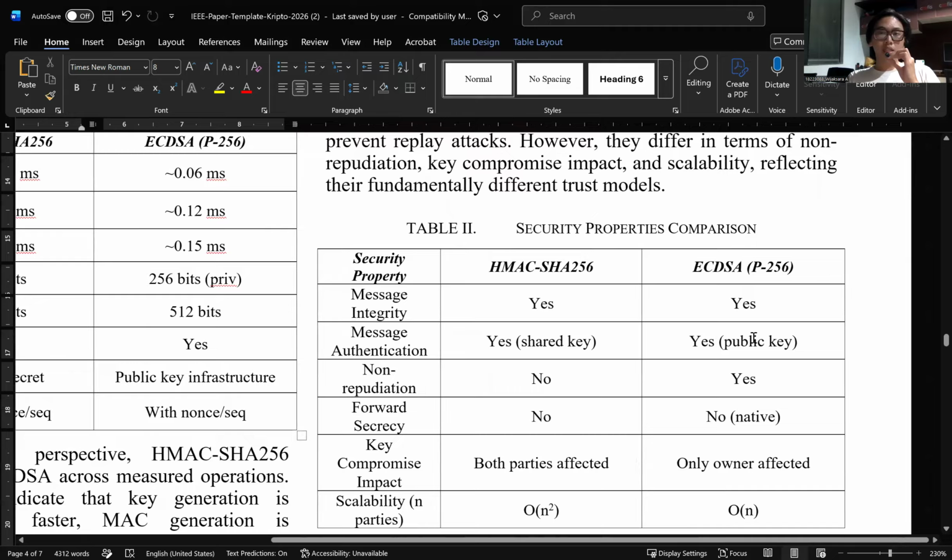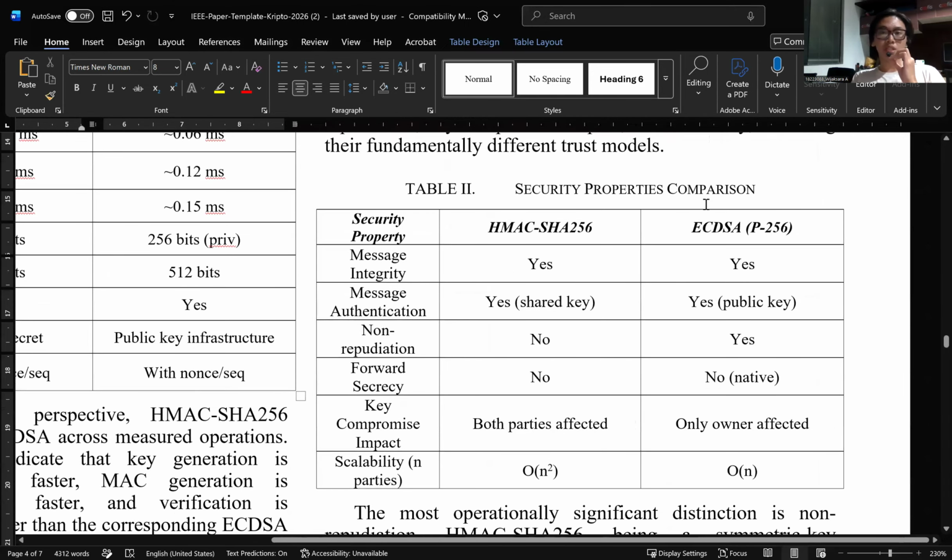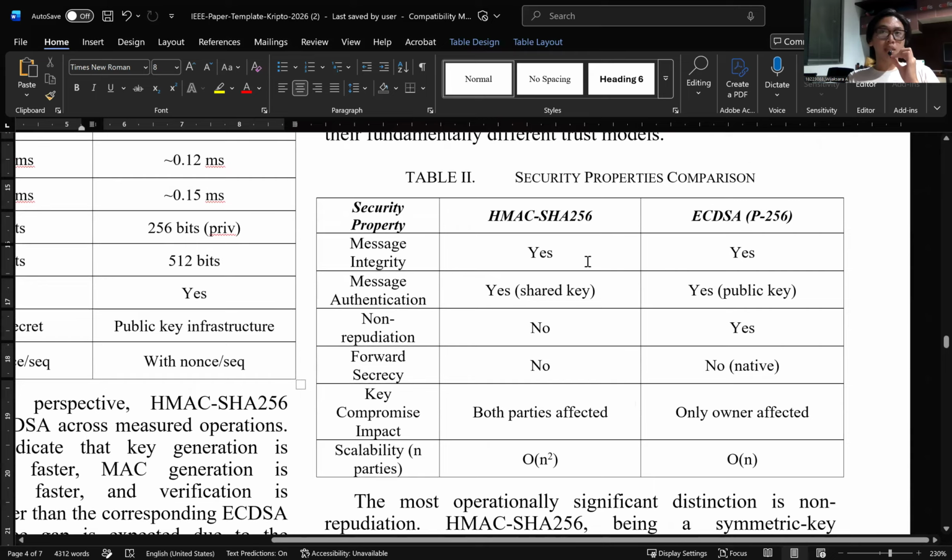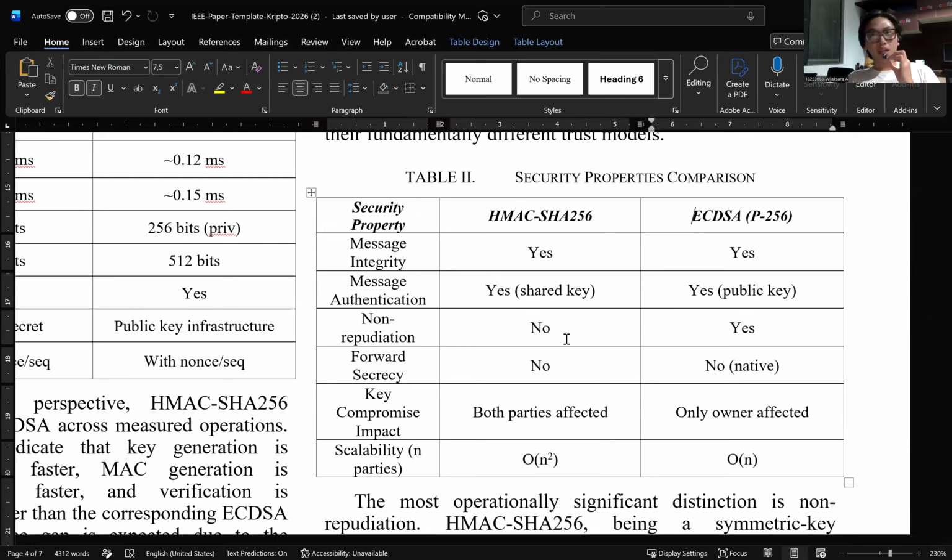Now let's see the second table, about the security properties comparison. On the security side, this is where we see that ECDSA actually has a leap of advantages compared to HMAC SHA256. ECDSA provides non-repudiation, meanwhile HMAC doesn't. And if an HMAC key leaks, both parties sharing that key are affected. If an ECDSA private key leaks, only the owner is affected, and it can easily be revoked independently without disrupting anyone else.